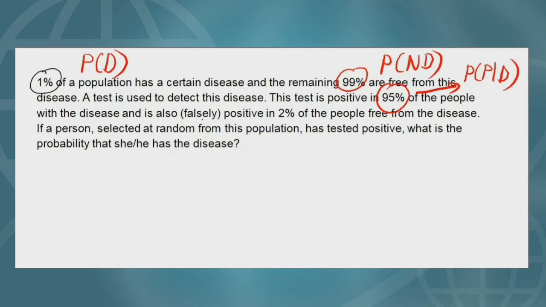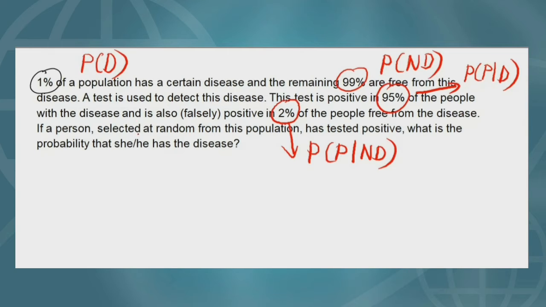Then, is also falsely positive in 2% of the people free from the disease. So this one naman, we can represent this as probability of tested positive, P given free from the disease. So no disease na lang.